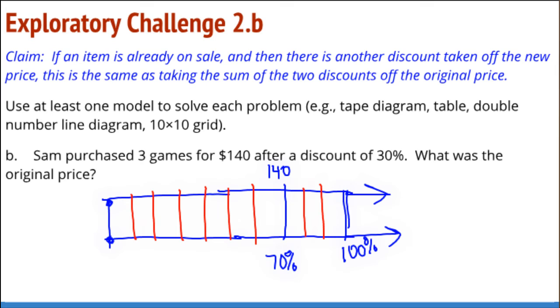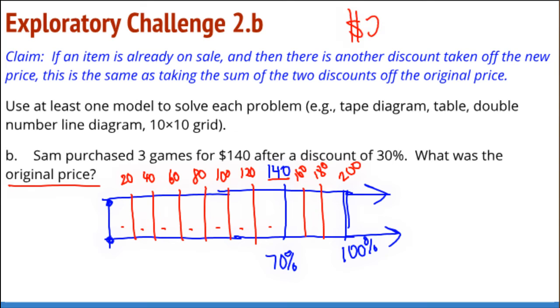And I see that the 140 has been divided into 1, 2, 3, 4, 5, 6, 7 parts, and 140 divided by 7 is 20. 20, 40, 60, 80, 100, 120, 140, 160, 180, and 200. So I have found that the original price was $200. So I'm going to stash that away up here. I know that the discount amount was $60. I'll stash that away up here.